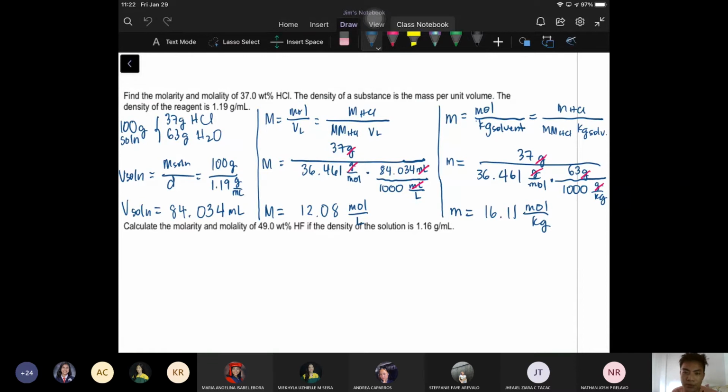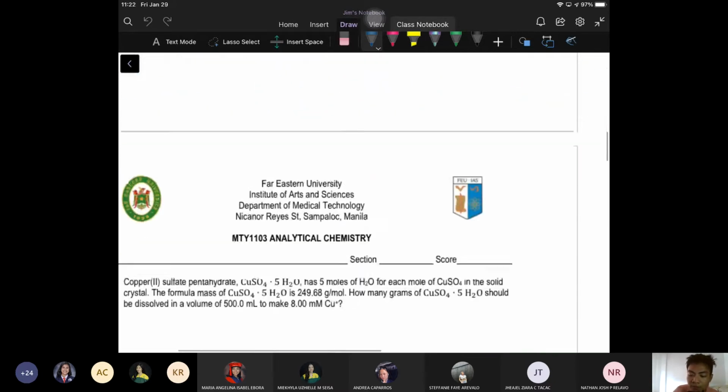Okay? So that's my tip number 2. Whenever you are dealing with percent weight or percent volume, always assume 100 grams for weight, and then 100 ml or 1 liter for volume. So, that's tip number 2. Take note of it in your notebook.